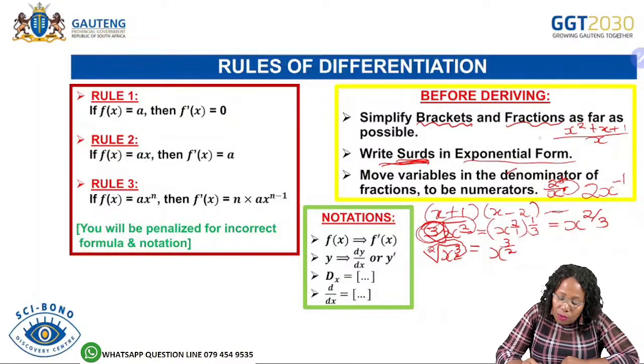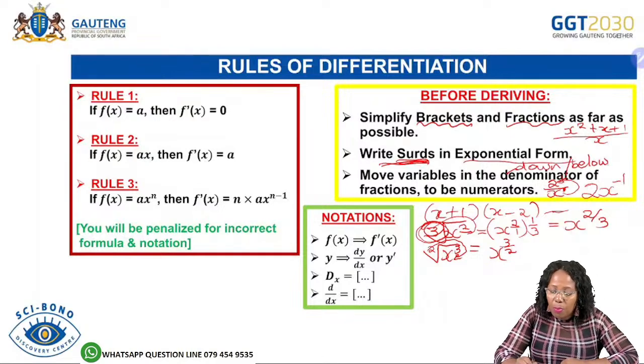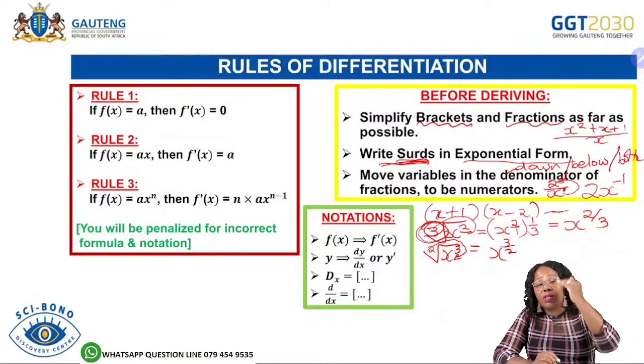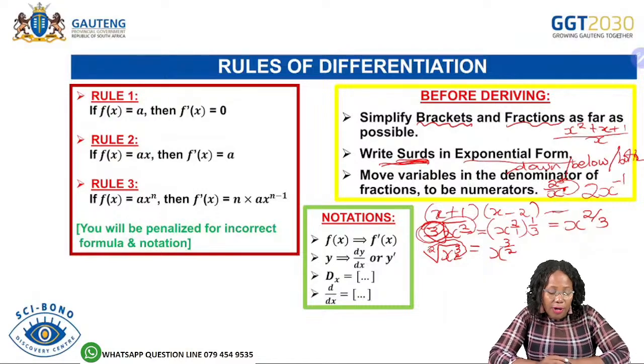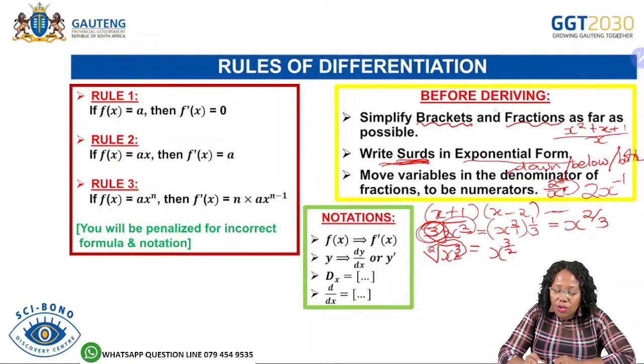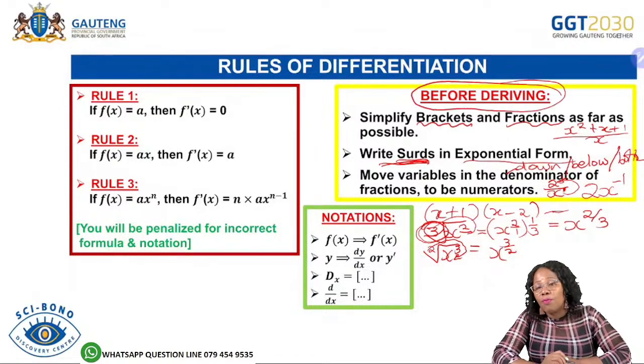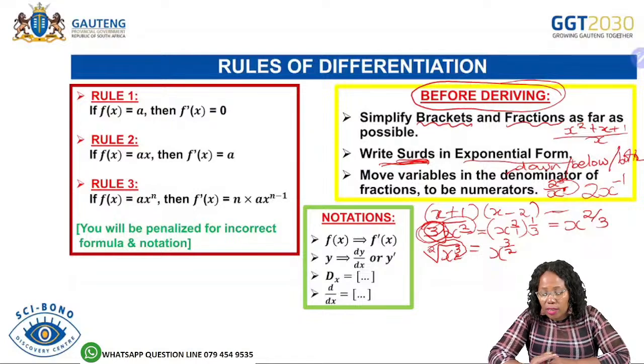Denominator is down, is below, right? Numerator is on top. Denominator down or below, okay, and then or bottom, and the numerator is the top part and so forth of your fraction. So basically, grade 12, before you derive, you must ensure that you have checked for all these conditions.